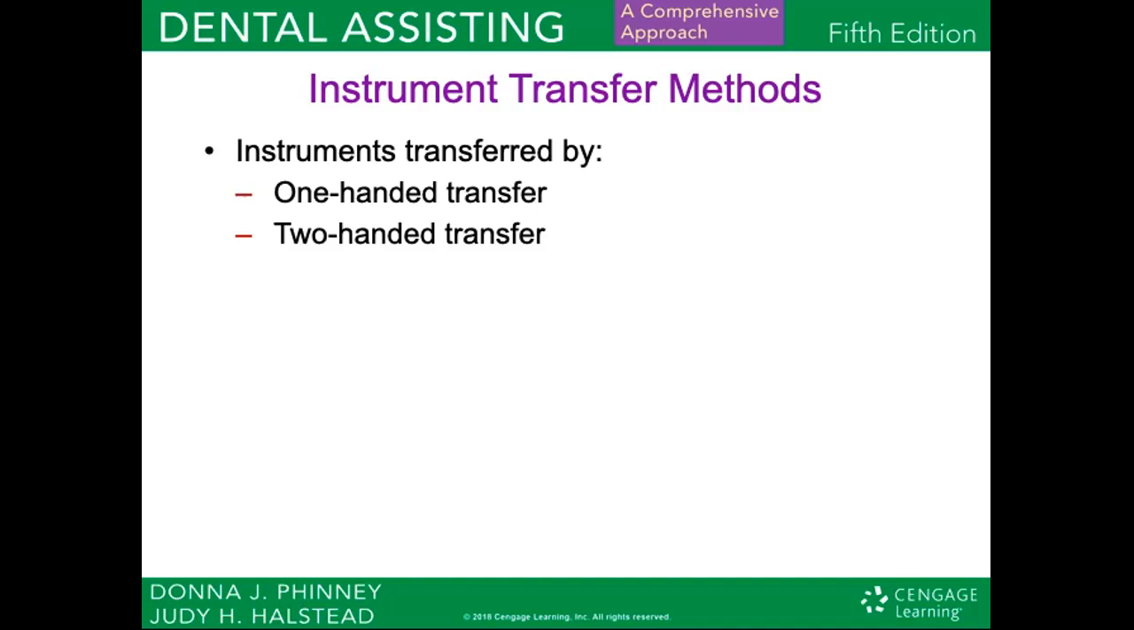So the assistant picks up the instrument to be transferred with this method, and with the same hand that receives the instrument the operator is finished using. The way they pick up the instrument is such a way that they pick up the instrument that the operator is using, and with one single motion, all in the same motion, you hand them the instrument they need next. With a two-handed instrument transfer, the assistant uses both hands for transfer. One hand receives the instrument from the operator, and the other hand passes the next instrument.